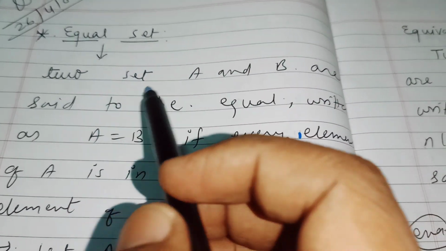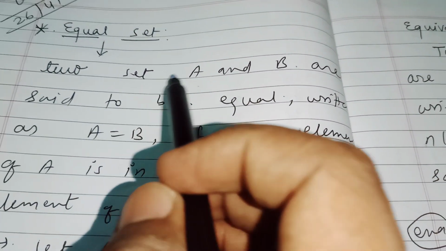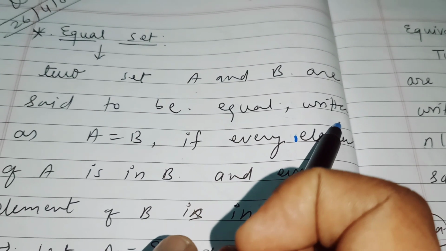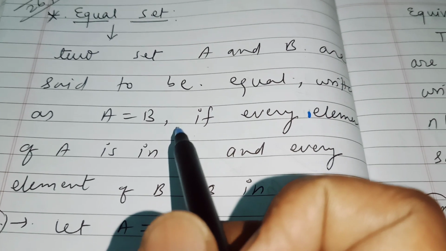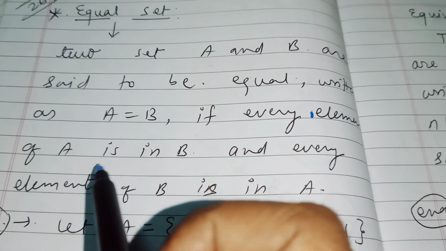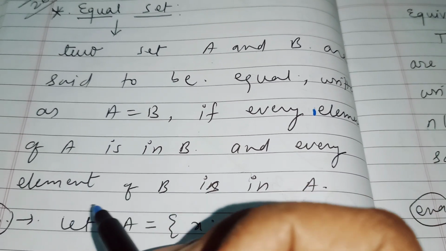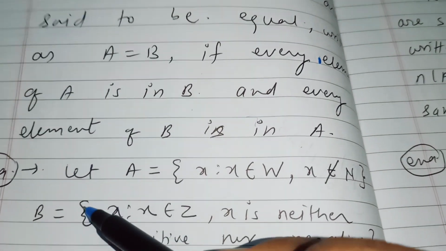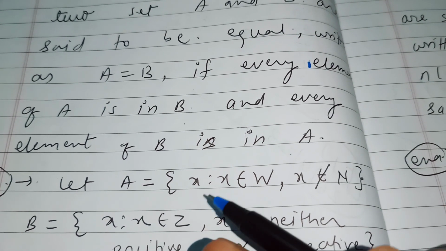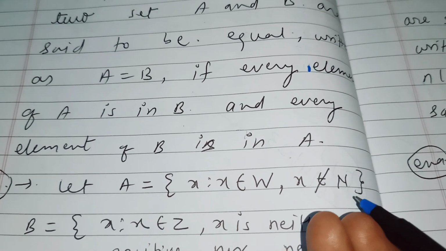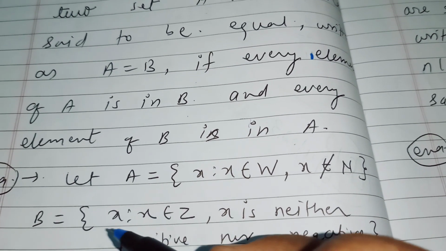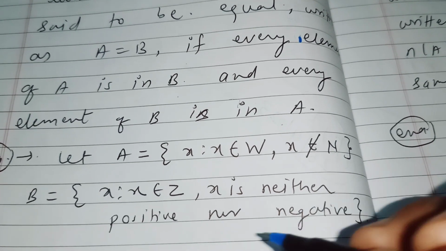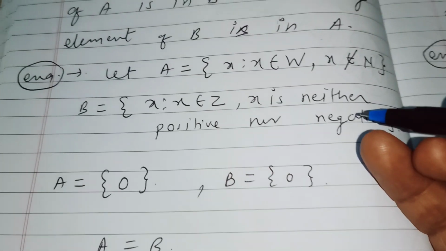So now next is the equal set. What is an equal set? Two sets A and B are said to be equal, written as A equals B, if every element of A is in B and every element of B is in A. So we can say that it is an equal set. Like, for example, let A equals {x : x belongs to whole numbers and x does not belong to natural numbers}. It means B equals {x : x belongs to integers and x is neither positive nor negative}.